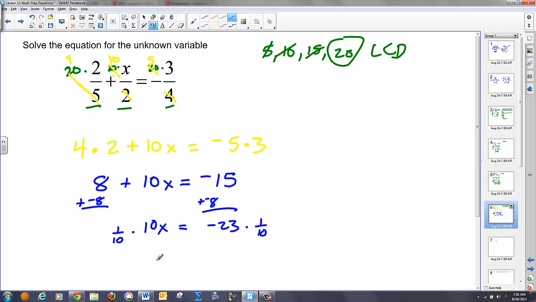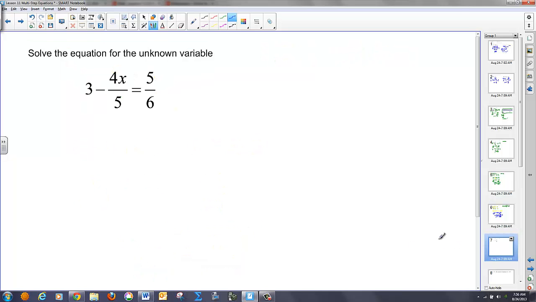10 times 1/10 gives me 1x. And I have negative 23 over 10 is what my x value is equivalent to. In this case, I've got 2 fractions because my third has a common denominator of 1.